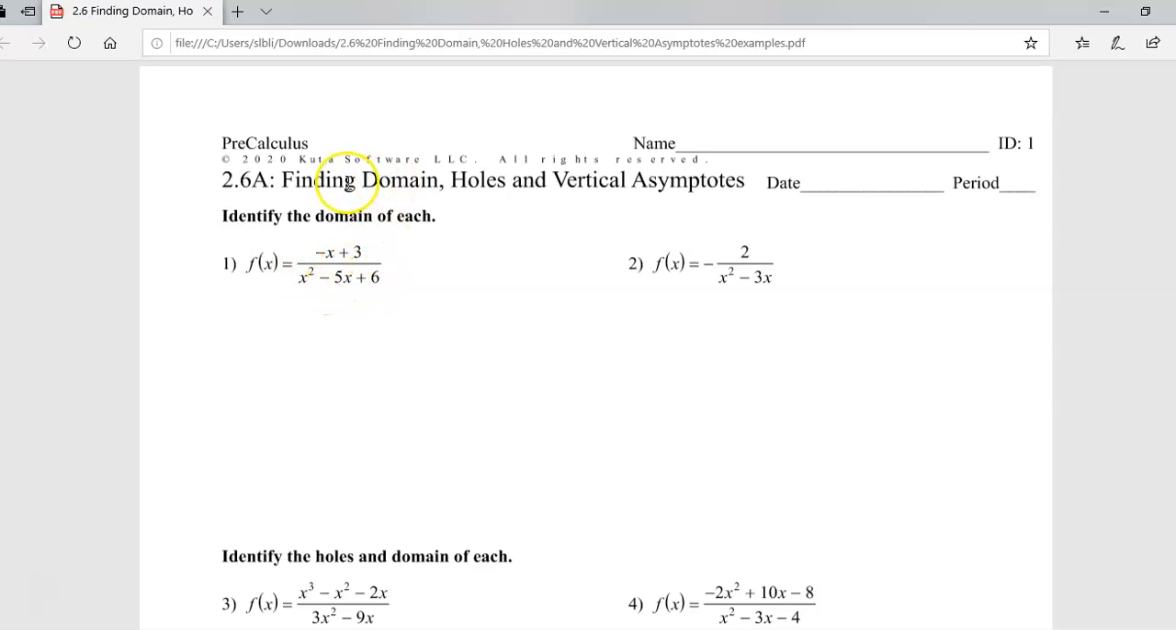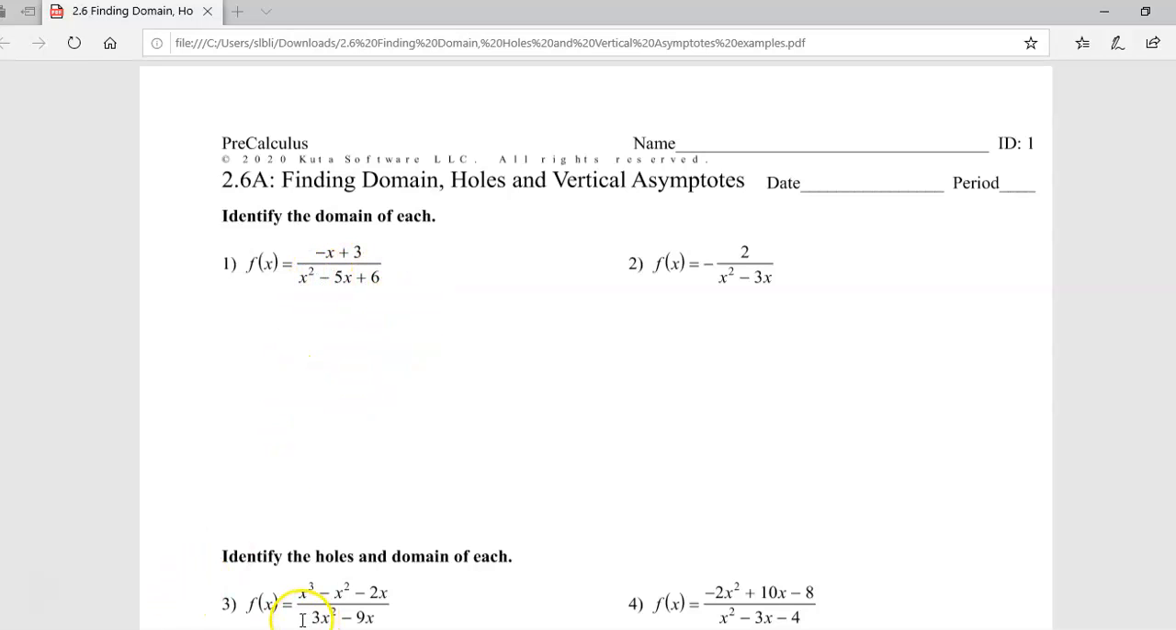So in order to find the domain, remember domain is all the x values that you could plug in for these x's here and then evaluate. So on a rational function, the denominator can never equal 0. That's because dividing by 0 is undefined. So what we need to do here is take the denominator to find the domain. We need to set it equal to 0 and find the x values that we'll need to exclude. Those x values that make it equal 0 are the ones that we will need to throw out of our domain.